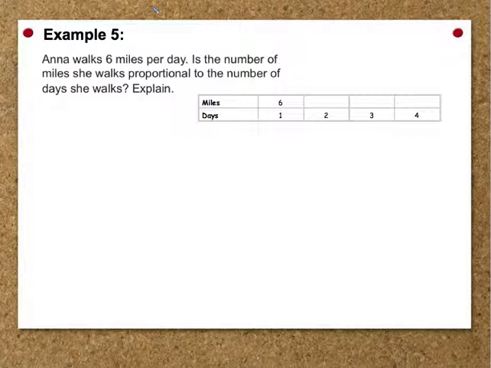Now, finally, let's take a look at example 5. It says Anna walks 6 miles per day. Is the number of miles she walks proportional to the number of days she walks? So let's fill in this chart. If she walks 6 miles in one day, in 2 days she walks 12 miles because 6 times 2 is 12. And in 3 days she walks 18 miles because 6 times 3 is 18. And in 4 days she walks 6 times 4, which is 24.